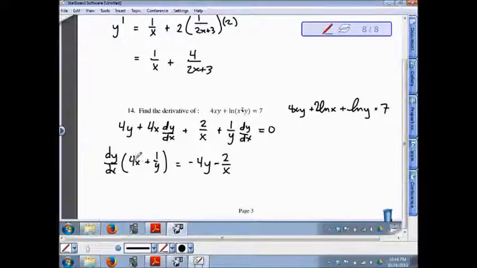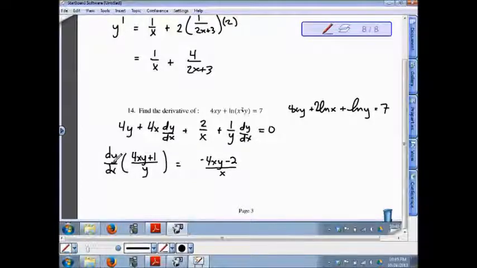This right here is over 1. In order to add these, we need to have a common denominator, so we need to multiply it by y over y. Adding them together then is going to be 4xy plus 1 all over y. You do the same thing on the right side. To get a common denominator, this needs to be multiplied by x over x. This is going to be negative 4xy minus 2 all over x. Okay.